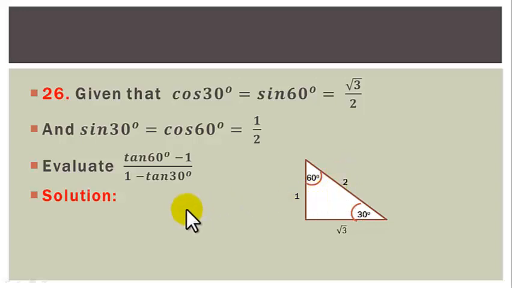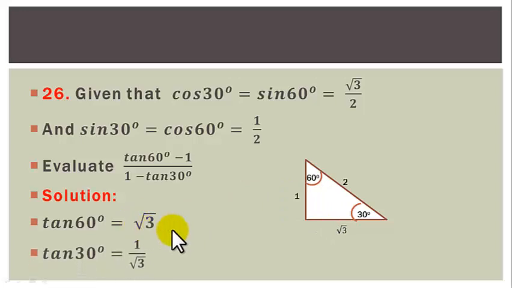With this, we can now find tan 60 and tan 30 degrees. Here, tan 60 degrees is opposite over adjacent. That's root 3 all over 1, which is equal to root 3. And tan 30 degrees is opposite all over adjacent, which is 1 all over root 3. We can now put tan 60, which is root 3, and tan 30, which is 1 over root 3, into this expression.